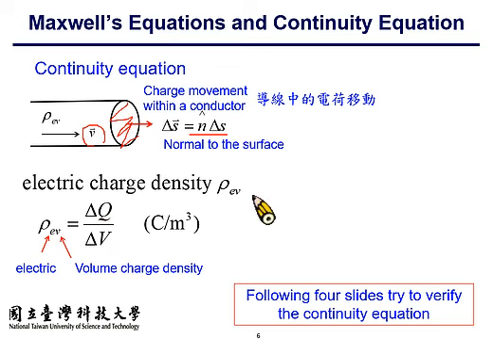The electrical charge density can be described as delta Q over delta V, where delta V refers to the volume where all the charge resides.